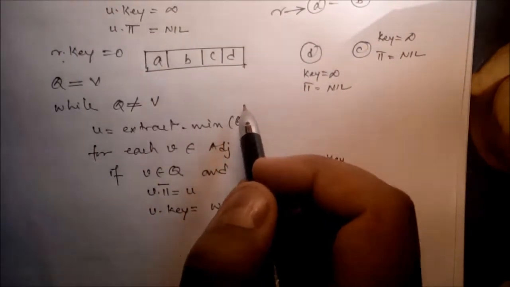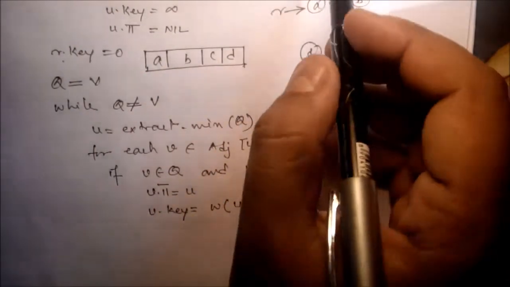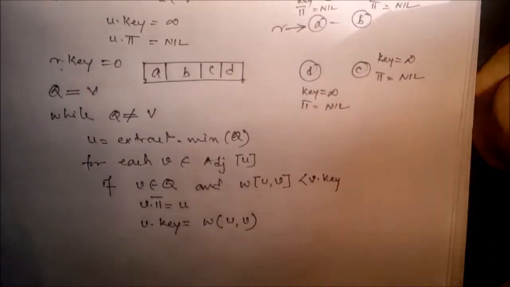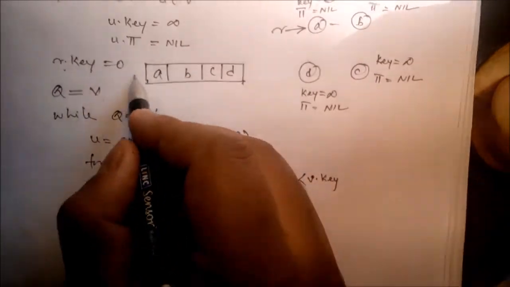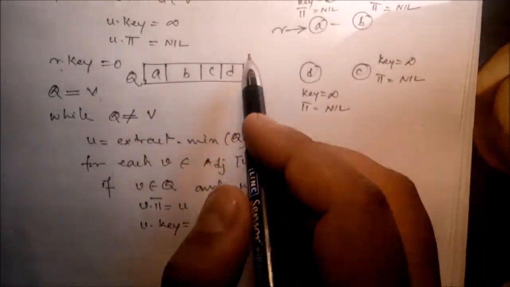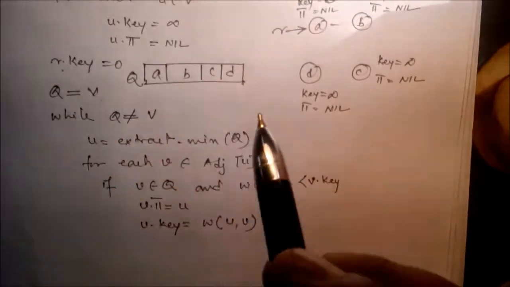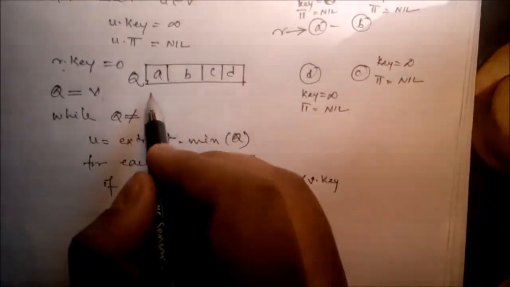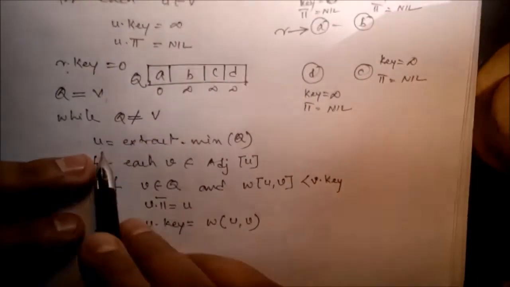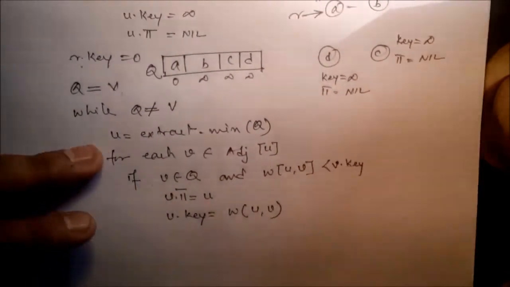Now in Q we store A, B, C, D, all the nodes and associated key values. So our initial node R is A, so here it is 0 and the remaining are infinite. So you extract min Q. So what is U? U is equal to A, the first one.